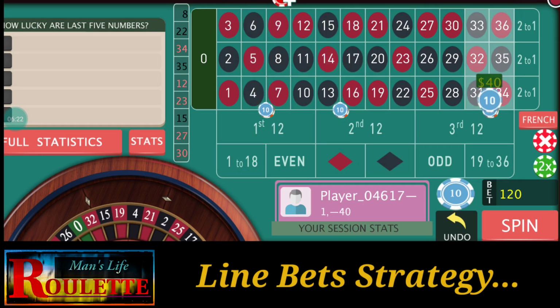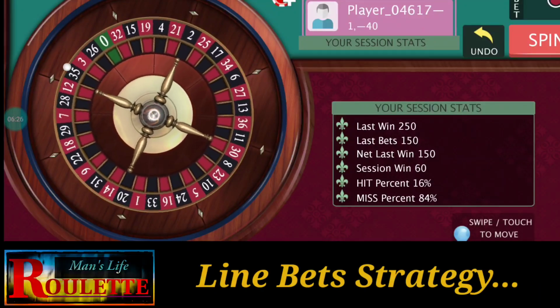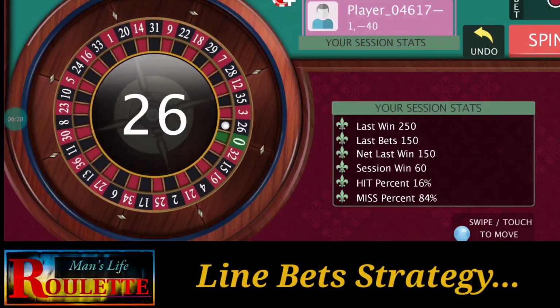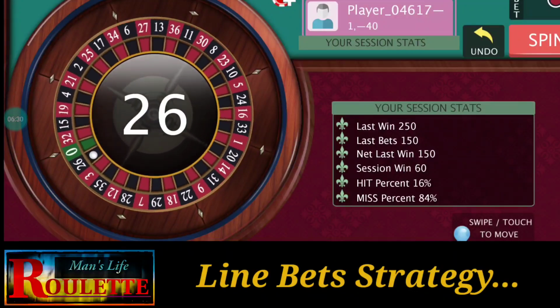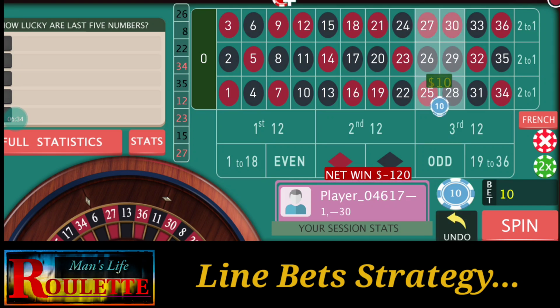It's basically the same as playing outside bets, increasing 1 unit after losses and decreasing 1 unit after a win. So last spin I lose, and that was a $40 spin, so time for a $50 spin.